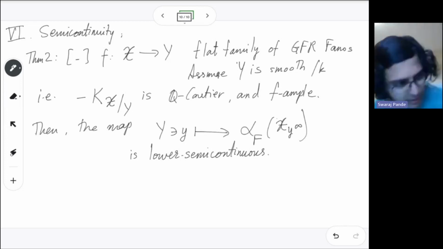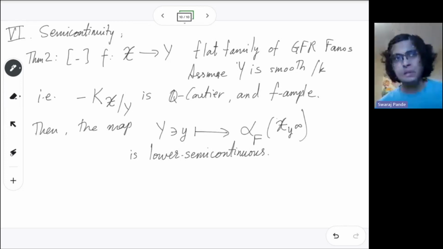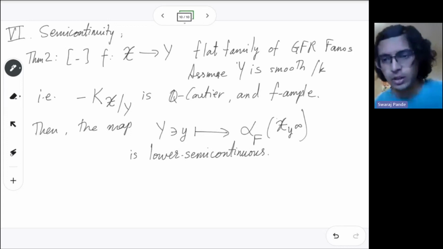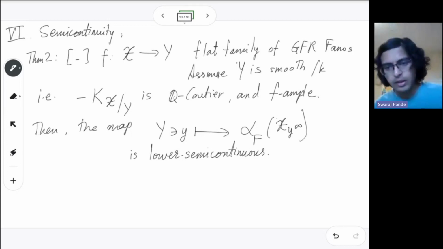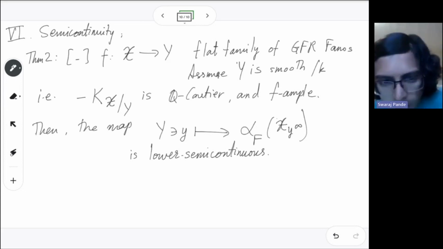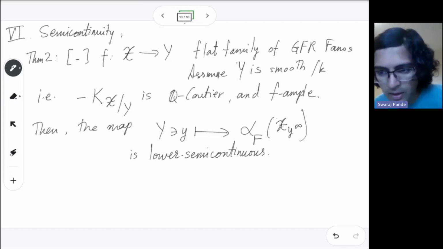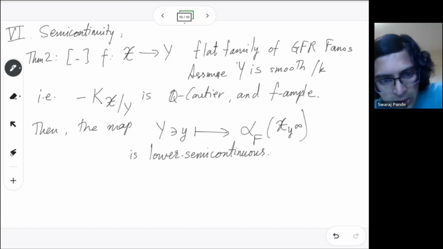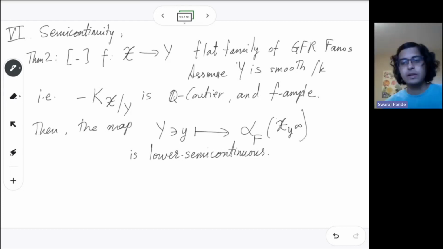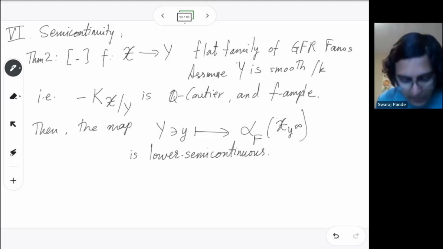Lower semi-continuity means, let me get this right, that at special points it can only go down, right? And for any point, there is a Zariski open neighborhood where the alpha invariants are at least close to the value at that point. That's what lower semi-continuity guarantees. And we can show that for this version of the alpha invariant.